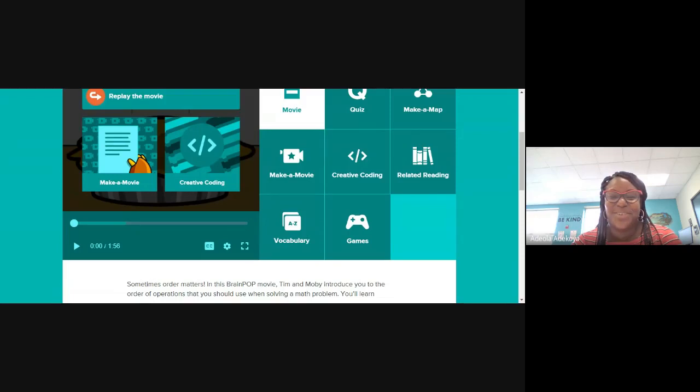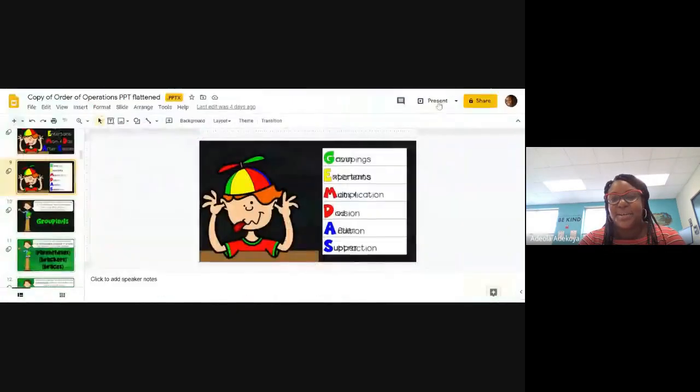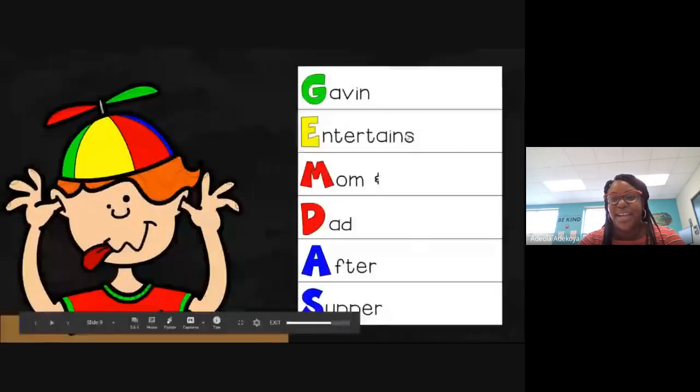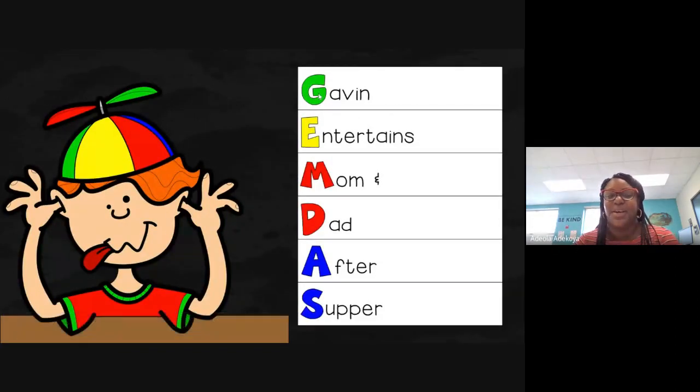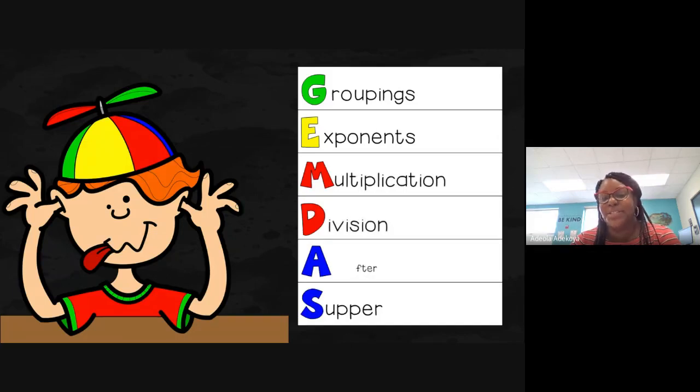All right, so that was the order of operations. And that was Tim and Moby, being just really silly. So remember, we worked on order of operations, and we used GEMDAS for groupings, and parentheses is one of those groupings. We said Gavin entertains mom and dad after supper, and Gavin stands for groupings, exponents, multiplication, division, addition, and subtraction.